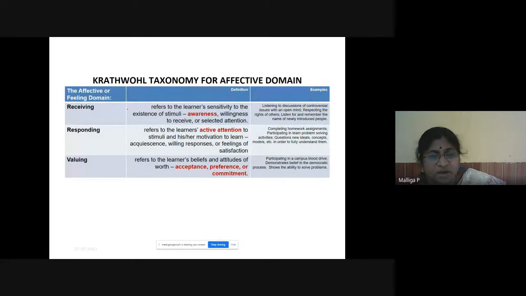The next is valuing. Valuing is really accepting and committing to it. You might be arranging some drives, like a campus blood donation drive. So how many people really value it? That is the next level.